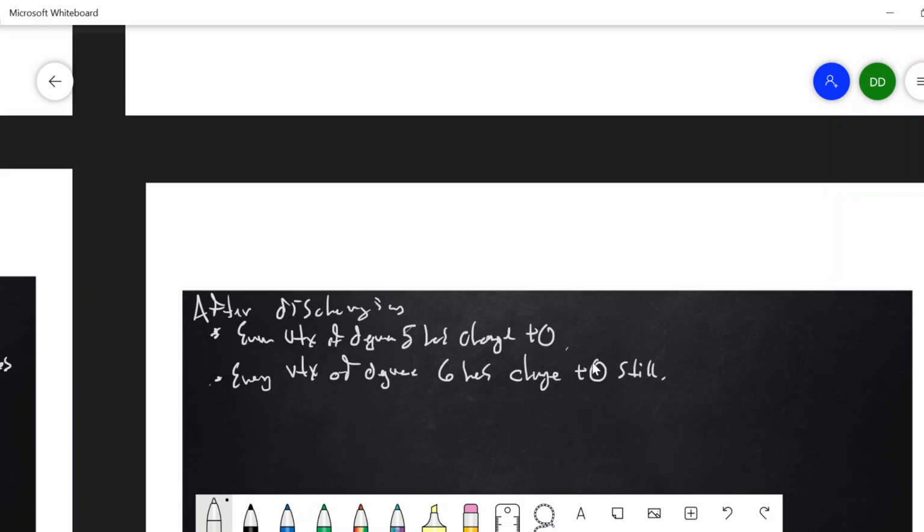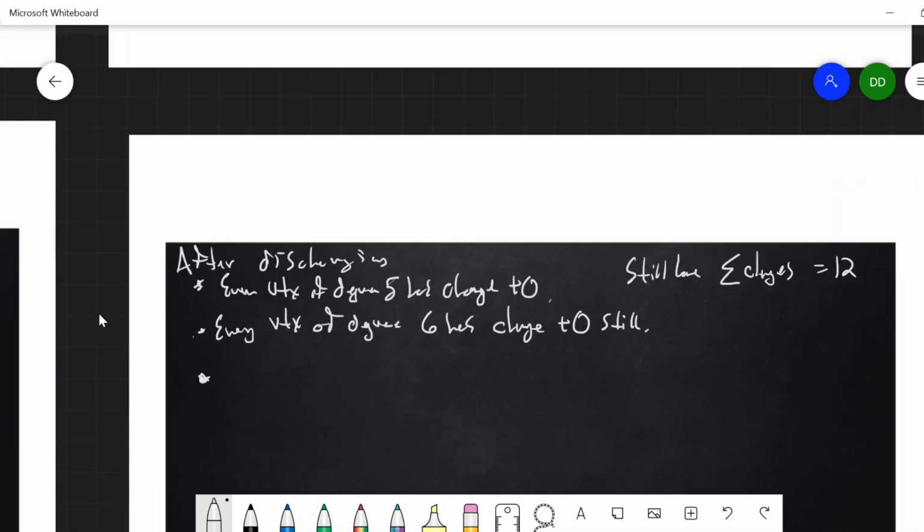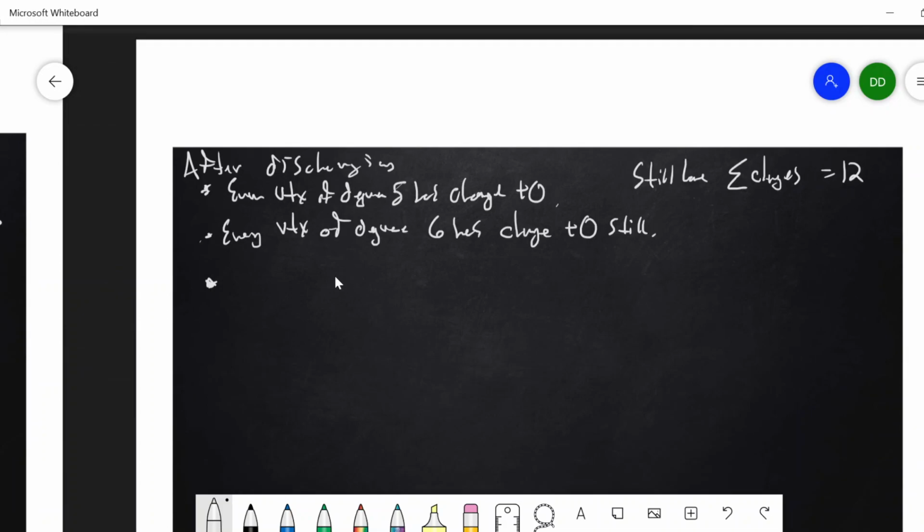All right, that means, remember that when I redistributed, I didn't change the sum of the charges. We still have that the sum of the charges is equal to 12. So all of this positive charge has to come from the vertices of degree 7. These started as negative charges. So that means they would have had to receive enough charge from their degree 5 neighbors to make up for this. And it just doesn't seem likely. So let's establish that, in fact, we get a contradiction here. There's no way we can add up to 12.